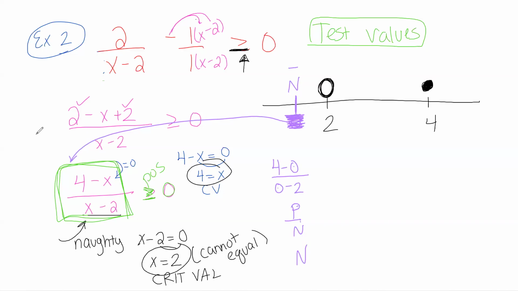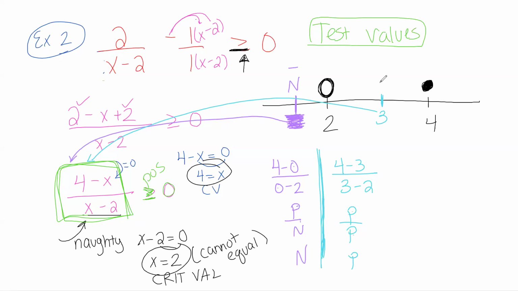Now pick your favorite number in between 2 and 4. A logical choice would be 3. Plug that in to the green box. I highly recommend using colored pens for this, especially erasable pens, because then you can see your test values. Plug in 3. So that would be 4 minus 3 over 3 minus 2. 4 minus 3 is positive. 3 minus 2 is positive. Positive divided by positive is positive. Put a P, or some people like to do a little plus. Scratch off, because you could have done anything in between 2 and 4. You could have done 2.5, 3.5, 3.9, whatever.